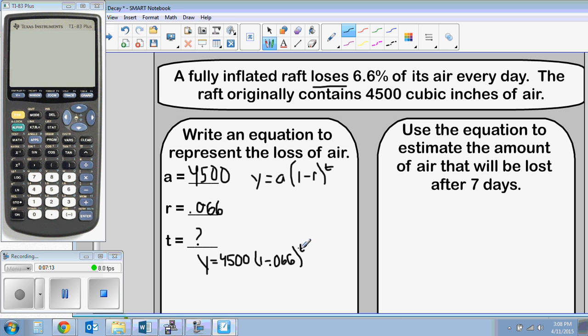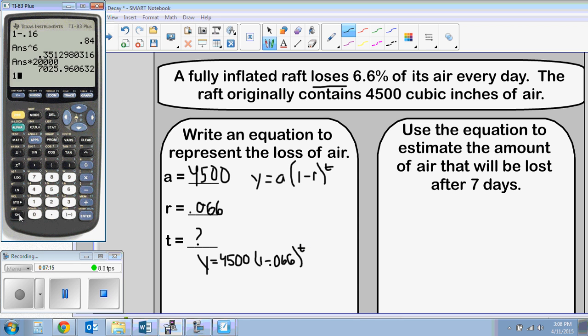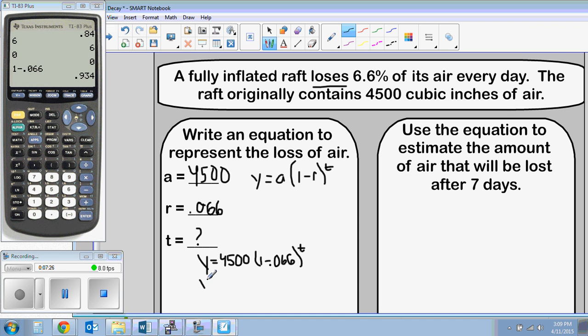I can keep simplifying this a little bit further. All I have to do is 1 minus 0.066, and I'm going to replace that right there. So I'm going to have 4,500 times 0.934 raised to the power of t. So this is the simplest form of that equation.